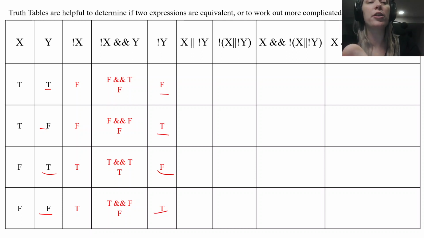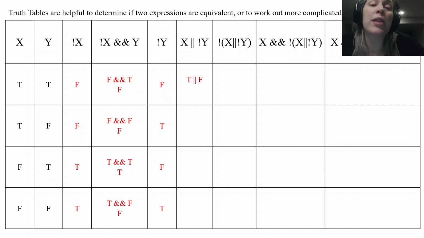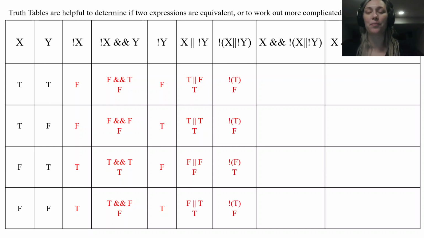This next column is going to compare X or not Y. So here's not Y and here's X, and I'm going to compare them using my OR operator. Okay, so X or not Y. That's going to be true or false, which evaluates to true. Next row, true or true, also evaluates to true. False or false will evaluate to false. False or true evaluates to true.